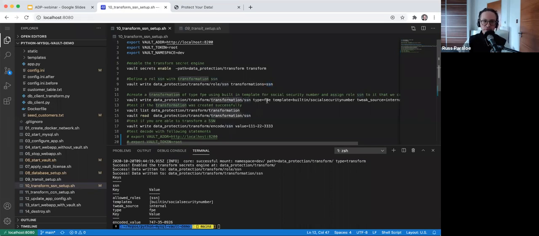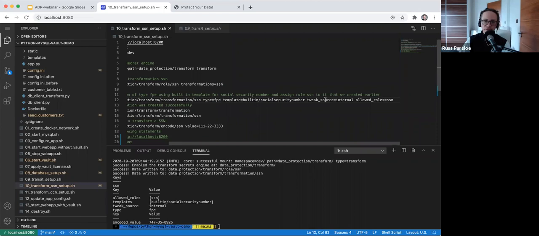So that transformation is using format-preserving encryption. I'm using a built-in template. Now I can provide my own template and my own alphabet to use inside of that template if I want to do so. The other thing I'm going to do, just for simplicity, is use what's called a tweak source as internal. If people are familiar with other methods of encryption, they're familiar with contexts or salts, those different types of things. A tweak source is the same thing, but for format preserving encryption.